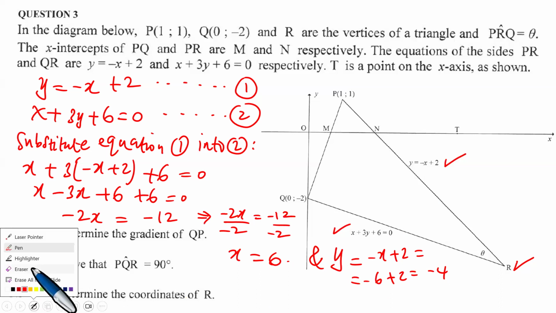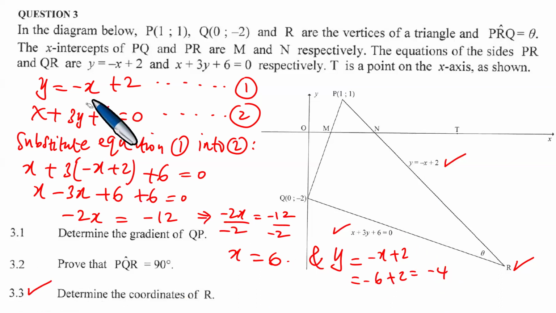Okay, let's just remove this equal sign here. Equation 1 is y equals minus x plus 2, and we have rewritten the equation. We substituted in the place of x, and we have minus 6 plus 2, which is minus 4. What are the coordinates of R? Well, the coordinates of R, therefore, are exactly 6 and minus 4, like so. Next, we solve the next question.